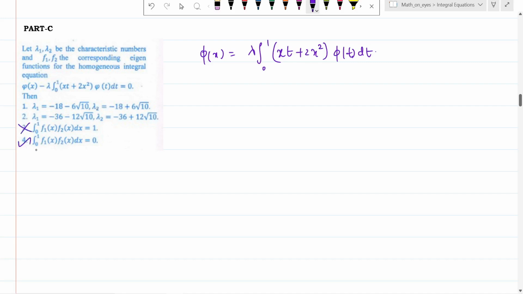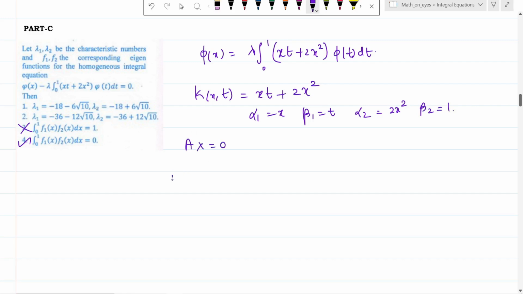This is not true. Integral 0 to 1 of f1 of x into f2 of x dx will surely be equal to 0, because f1 and f2 will be orthogonal to each other as they are the eigenfunctions corresponding to the eigenvalues. Yes, now we need to find the lambda value only. K of x comma t is equal to xt plus 2x squared. So alpha 1 is equal to x, beta 1 is equal to t, alpha 2 is equal to 2x squared and beta 2 is equal to 1. So we find the matrix Ax equal to 0, and the matrix A will be equal to 1 minus lambda A11, minus lambda A12, and then minus lambda A21 and 1 minus lambda A22.